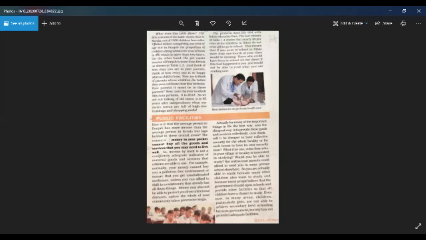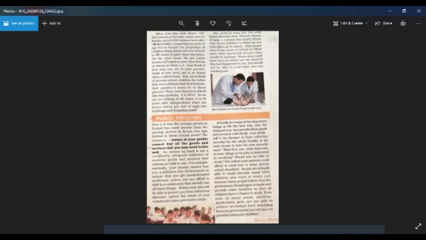But what is the problem? The problem does not end with infant mortality rate. The last column of table 1.4 shows that more than 30% of the children in Bihar do not even get to go to school.